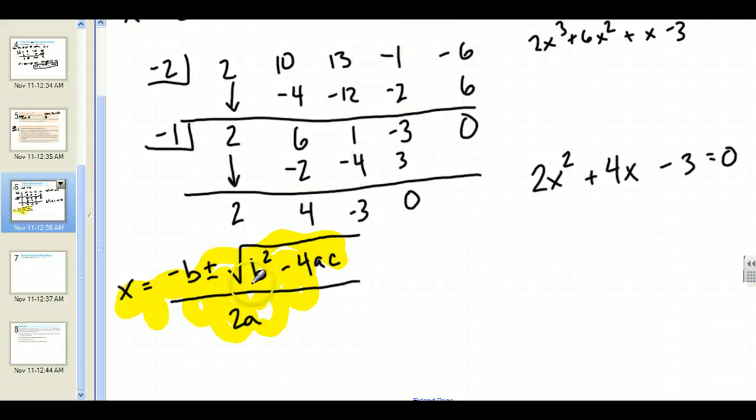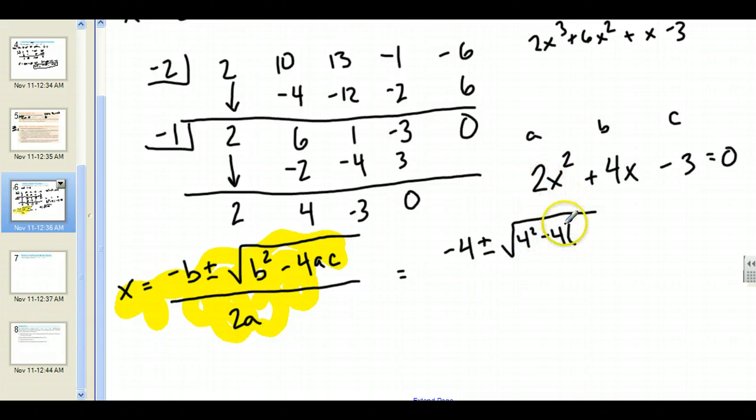And in this case, a is 2, b is 4, c is -3. So -b would be -4 plus and minus the square root of b squared, which would be 4 squared, minus 4 times a, which is 2, times c, which is -3, all over 2a. A again is 2, so 2 times 2. Alright, and then from there it's just simplifying.